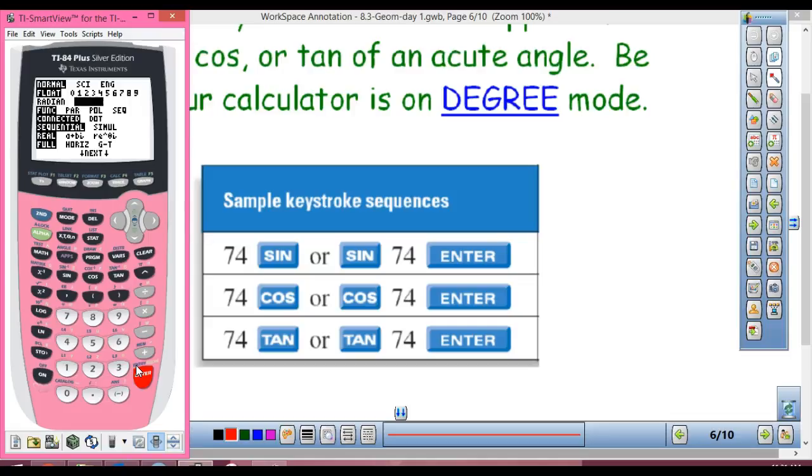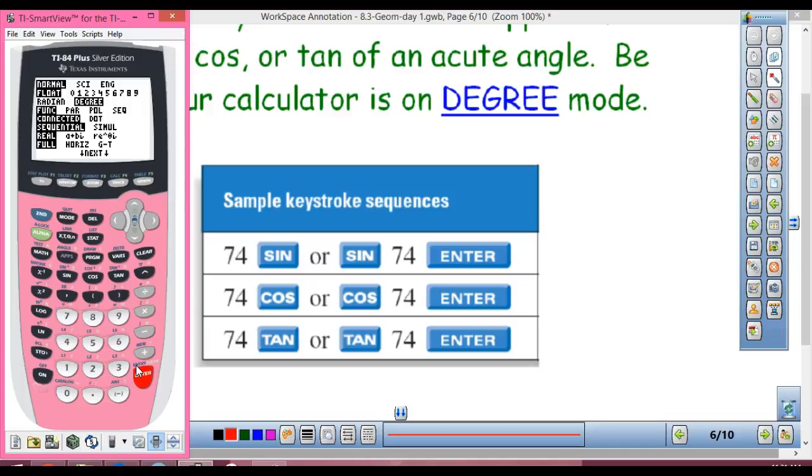Okay, if I've got this guy, you just hit the DRG on the top, right next to your alpha key. Sweet. If you've got this one, same thing. You've just got to hit your DRG button. DEG for degree. All right, anybody else on a different kind of calculator?